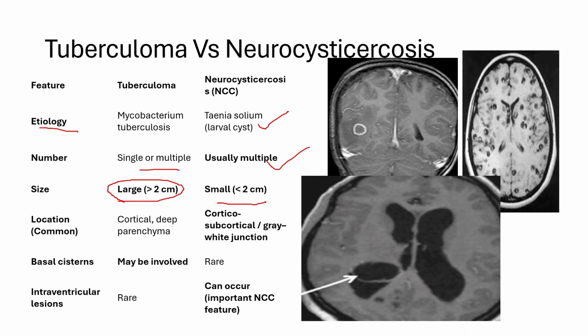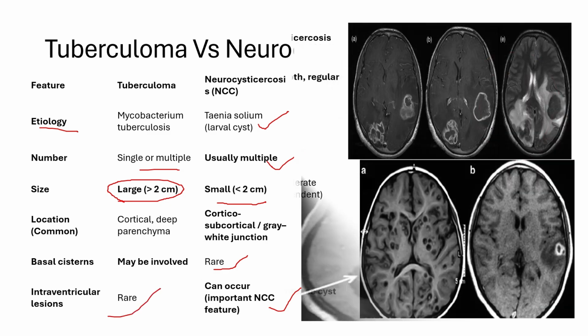But if it is numerous, then it can be seen throughout the brain parenchyma, as we can see in this image. And the basal cisterns may be involved in tuberculoma due to the meningeal tuberculosis, whereas it is rarely involved in NCC. Intraventricular lesions are common in NCC, whereas it is rare in tuberculoma.